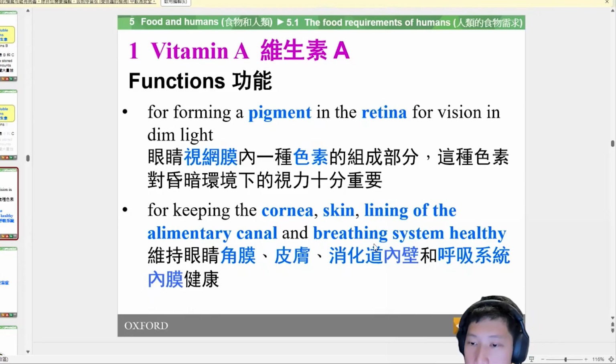So this vitamin A will help provide us a slightly reddish color. And this vitamin A will create some pigment, and this pigment or substance will help us keep the cornea, skin, and some of the breathing system healthy.